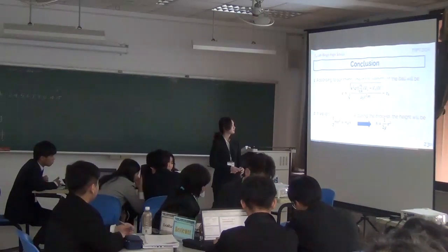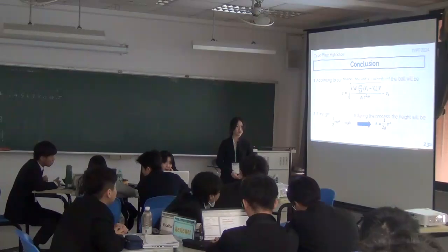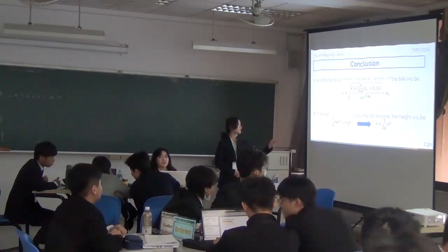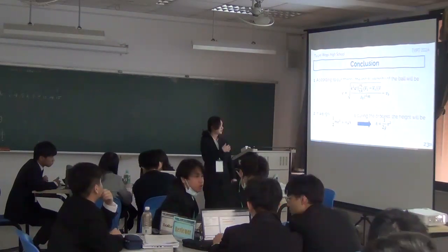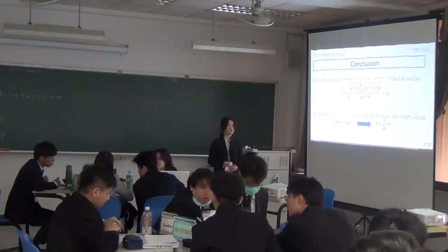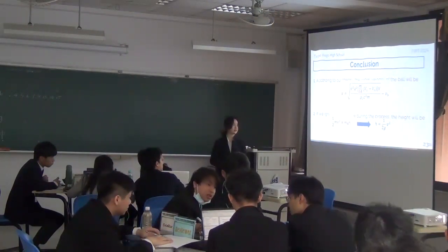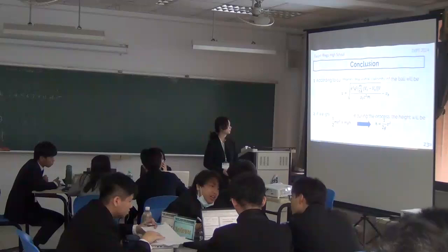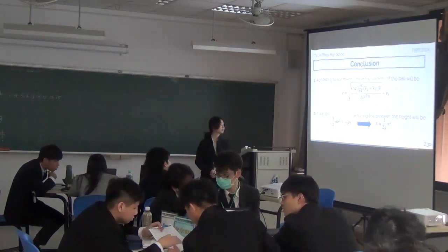So, according to our theory, the velocity of the ball would be the formula we derived. And if we ignore the air resistance in the process, the height will be as shown on the slide.